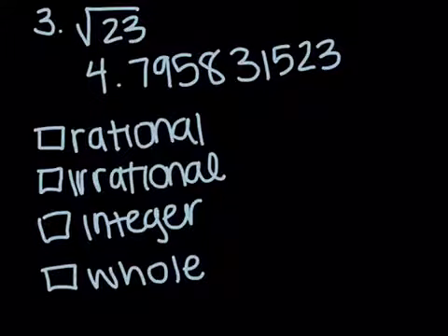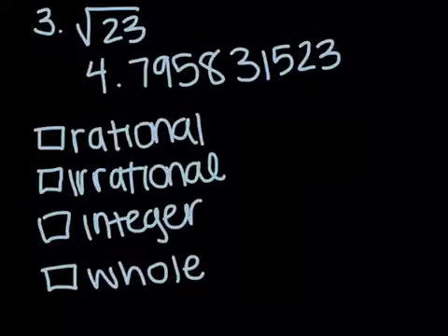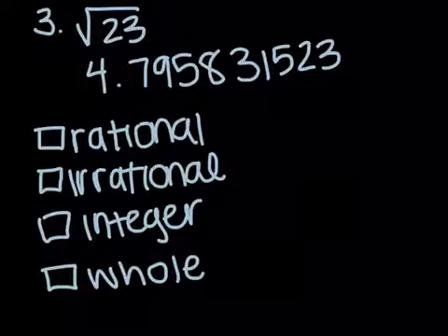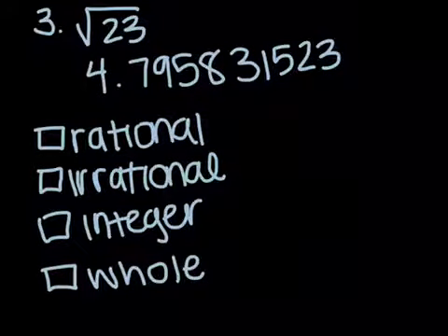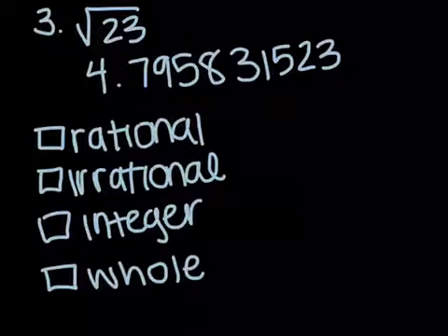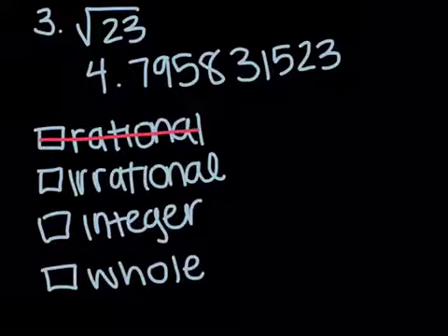So in problem number 3, we're trying to figure out the square root of 23, what it's classified as. And when you plug it into your calculator, you get a really long number, 4.7958315523. So we're going to do the same process. We're going to go through a checklist and see what we can find out. So the first step, is it rational? Is it a whole number or a simple fraction? No, so we're going to cross that off.